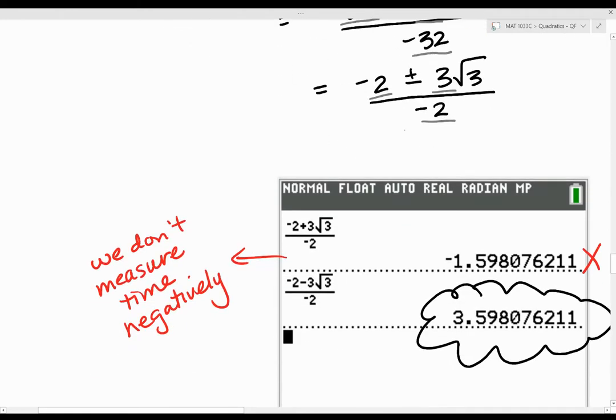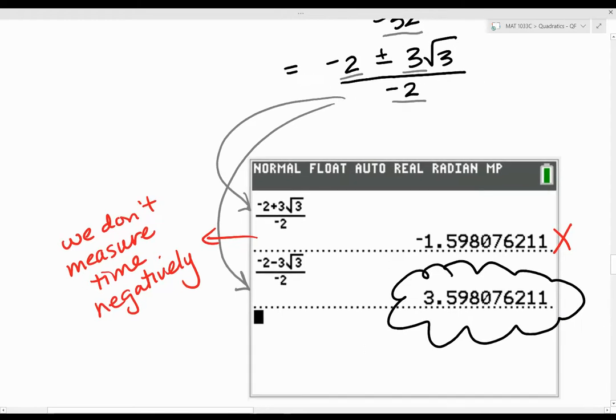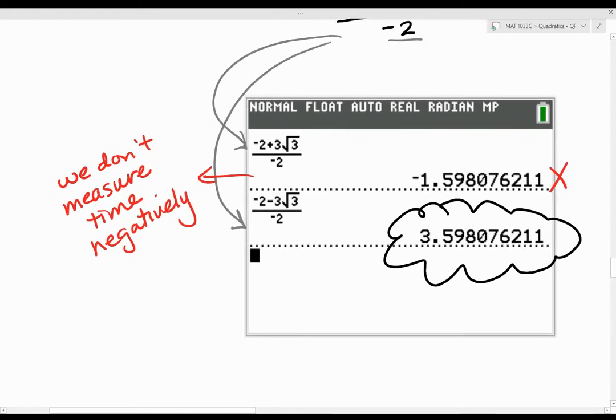Remember, this is two separate answers. One of these answers is negative 2 plus 3 on the square root of 3 over negative 2, and the other one is negative 2 minus 3 on the square root of 3 over negative 2. When we plug those values into the calculator, we get two answers, negative 1.598 and 3.598. Now, because this value is representing time, we have to get rid of the negative value because we don't measure time negatively. So the only answer we're going to keep is 3.598. That's going to be our answer that we accept.